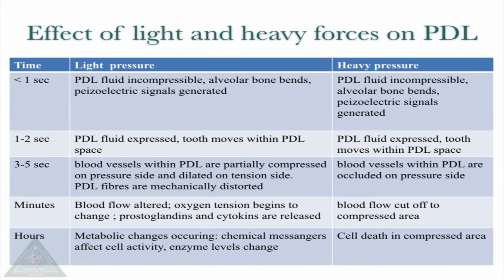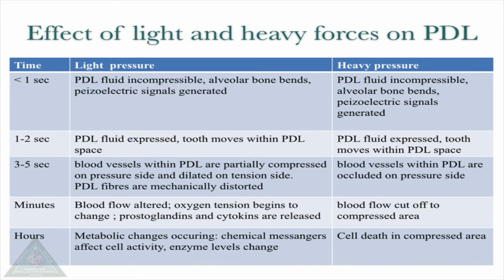In 3 to 5 seconds, the blood vessels within the periodontal ligament are partially compressed on the pressure side and dilated on the tension side. The periodontal ligament fibers are mechanically distorted in case of light pressure. In case of heavy pressure, the blood vessels within the periodontal ligament are occluded on the pressure side.